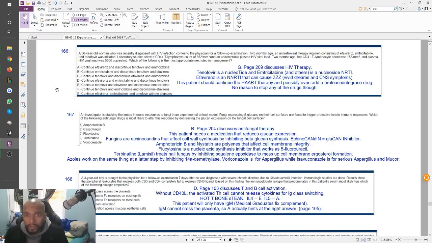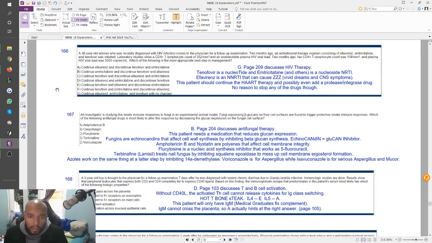Tenofovir is a nucleotide, right? So you have to remember that. Tenofovir is a nucleotide, and emtricitabine, as well as many others, are nucleosides, and they're all NRTIs, okay? Efavirenz is an NNRTI, and it ends in Z. It can cause vivid dreams and CNS symptoms, right? Efavirenz, you write like 3 Z's at the end.